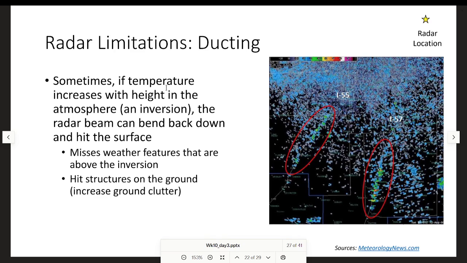If the temperature increases with height, the radar beam bends back down. So yeah, you can see it here. The beam is bending back down and it's hitting surface features, and then it misses the weather features that are above the inversion. So it just hits the ground structures, and it increases ground clutter. So yeah, this is I-55 and I-75, so you've got these cars, and it's just hitting these vehicles that are moving on this highway, and creating clutter on your radar.